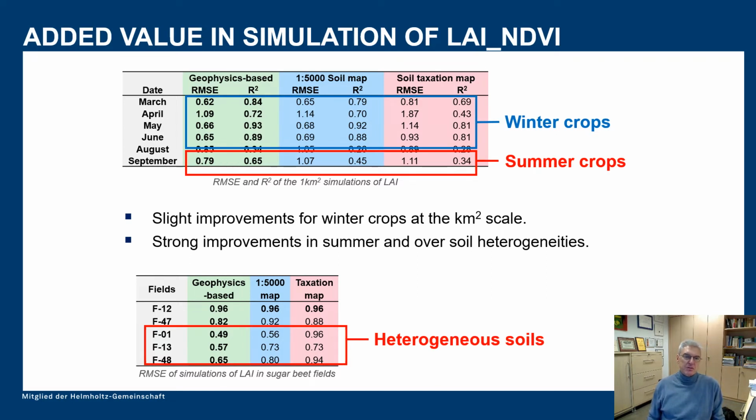You can see this by just comparing either the R-square or the root mean square error, which should typically decrease as we are improving in our prediction of the leaf area index. For winter crops, the improvement is less clear. So this provides farmers with interesting information on how to manage their soils, especially those that are heterogeneous.